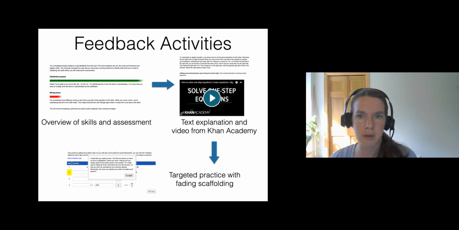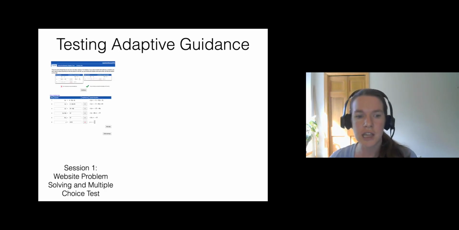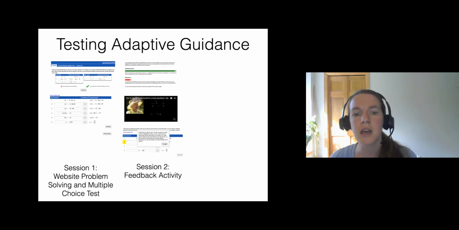We conducted a lab experiment in which we recruited participants from Amazon's Mechanical Turk for a 3-day experiment. On the first day, they solved problems on our website and completed a multiple choice test to get an assessment of their understanding of algebra. On the second day, they completed a feedback activity. One condition completed a feedback activity for a random skill, one of those dimensions of theta, but chosen randomly, not based on our system's inferences about their understanding. The other condition completed a feedback activity about the skill that our system believed they were least proficient at based on their problem solving on day 1.